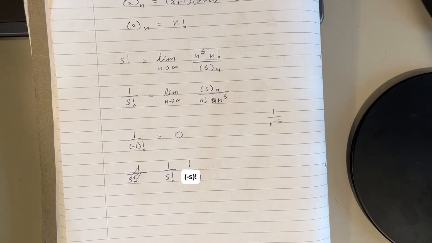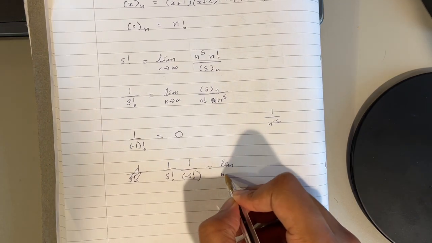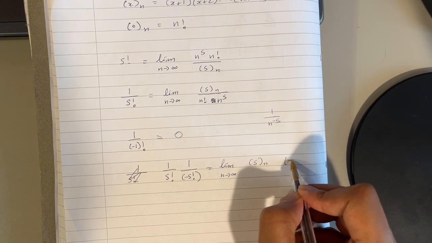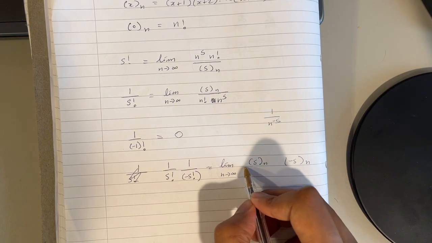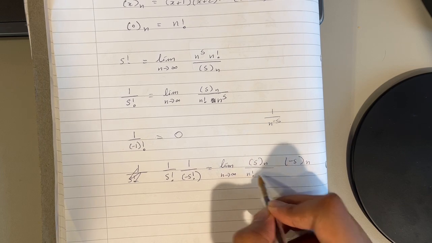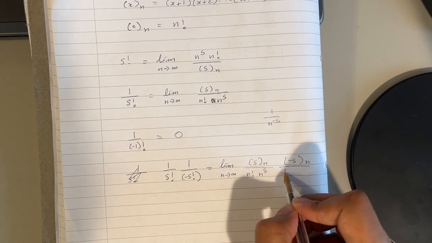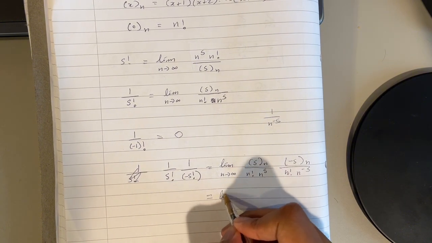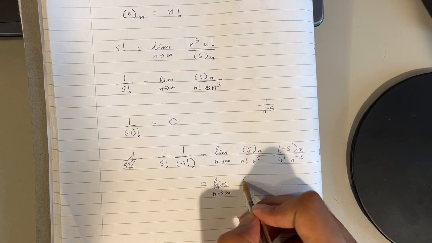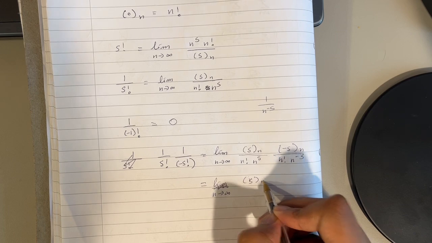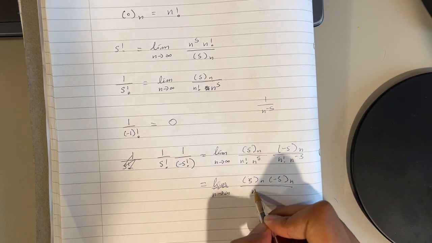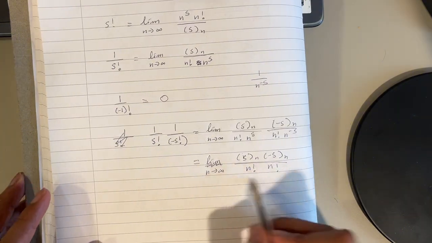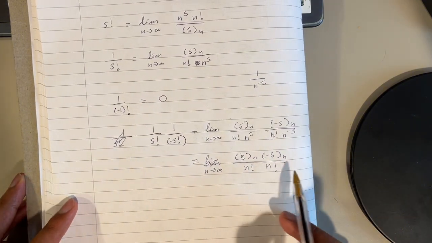Because both these converge, this is equal to the limit as n approaches infinity of (s)_n, then we have (-s)_n from the minus bit. We have n factorial, n to the s, and n factorial, n to the minus s. And so these two cancel, and so we have the limit as n goes to infinity of (s)_n (-s)_n over n factorial times n factorial.